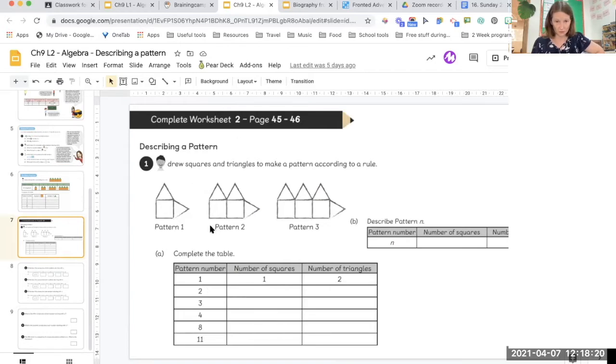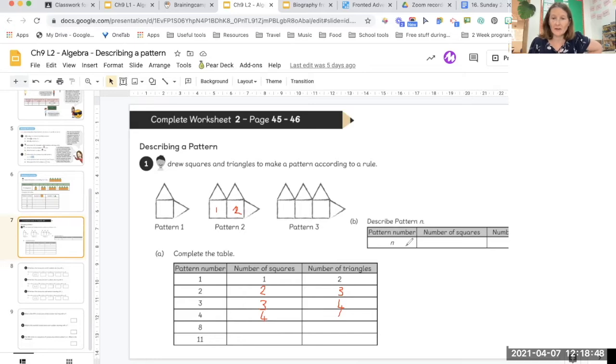Pattern number 2 has how many squares? 2 squares and 3 triangles. Okay, pattern number 3 has 3 squares and 4 triangles. Oh, I'm noticing how we work out the pattern number to get the number of squares. The pattern number is the same as the number of squares.